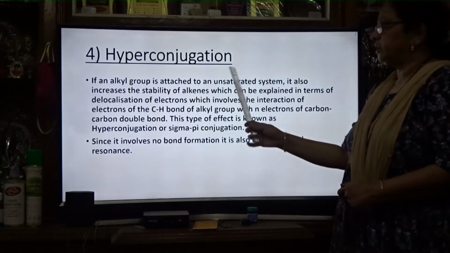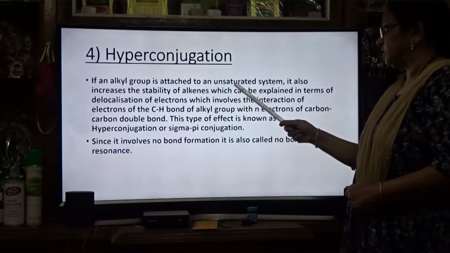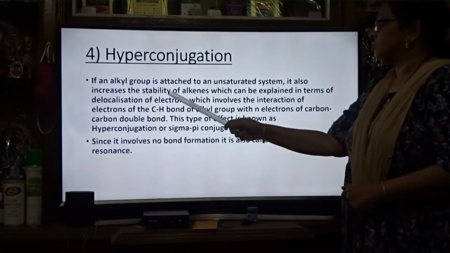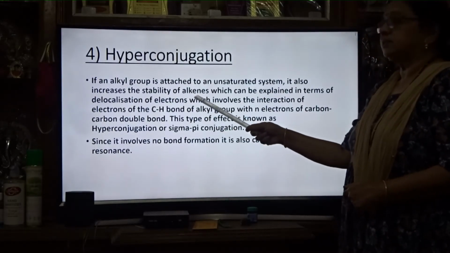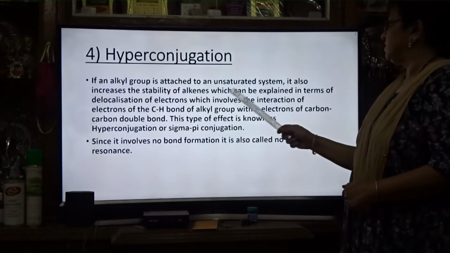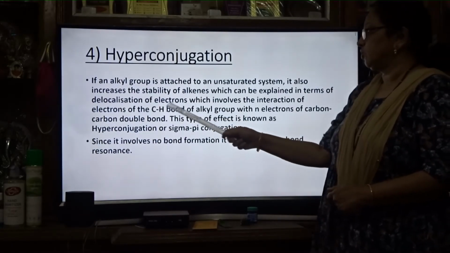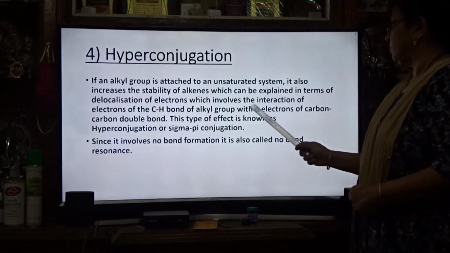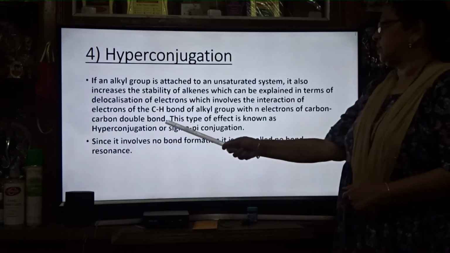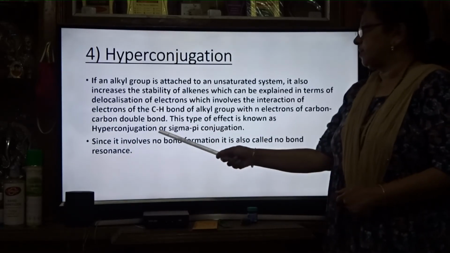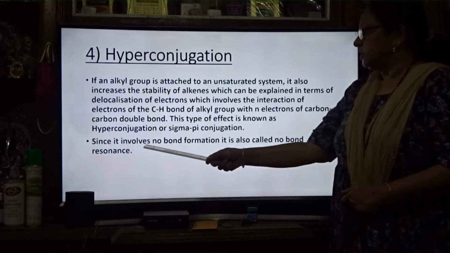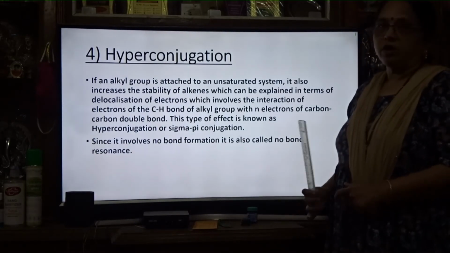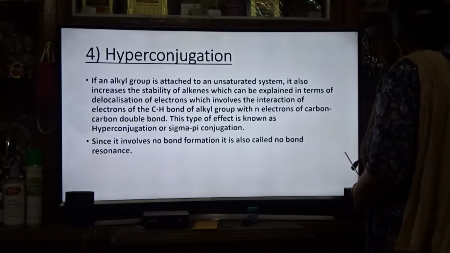Then hyperconjugation: if an alkyl group is attached to an unsaturated system, that is a double bond or triple bond next to it, it also increases the stability of alkenes. This can be explained in terms of delocalization of electrons, which involves the interaction of electrons of the C-H bond of the alkyl group with the pi electrons of the carbon-carbon double bond. This type of effect is known as hyperconjugation or sigma-pi conjugation. Since it involves no bond formation, it is also called no bond resonance.